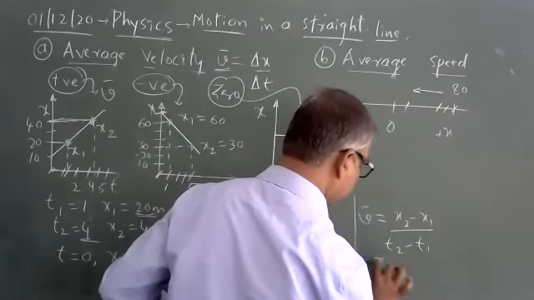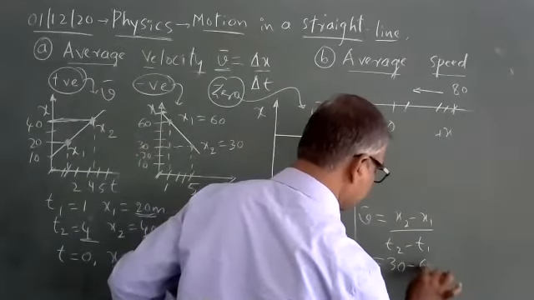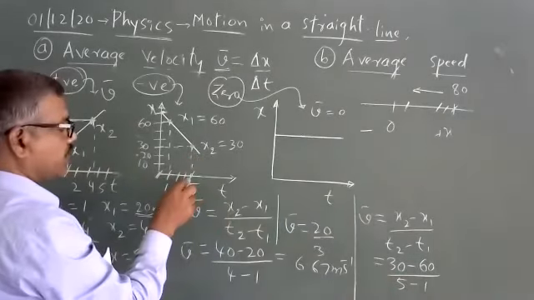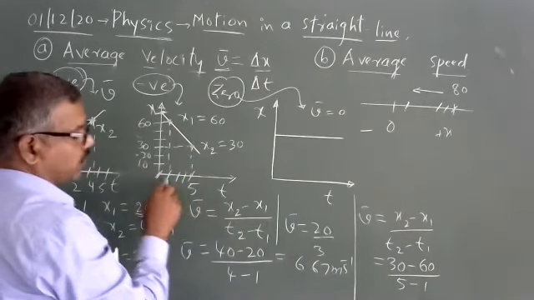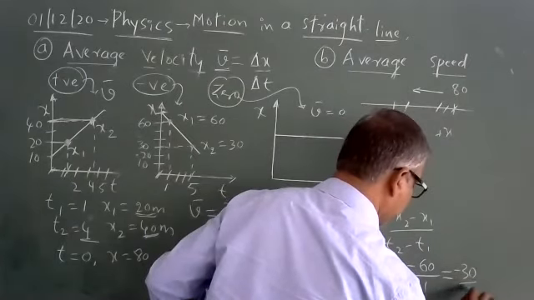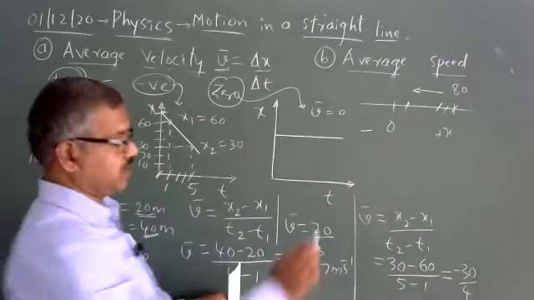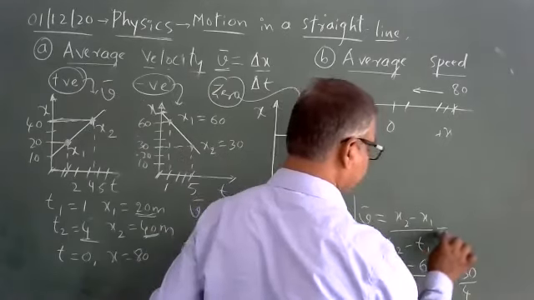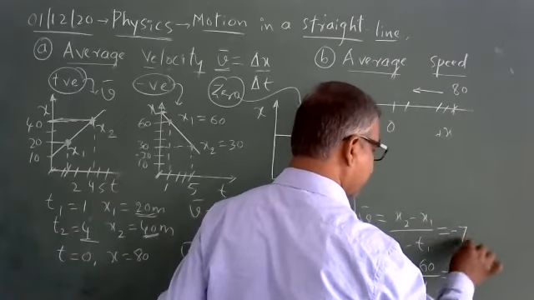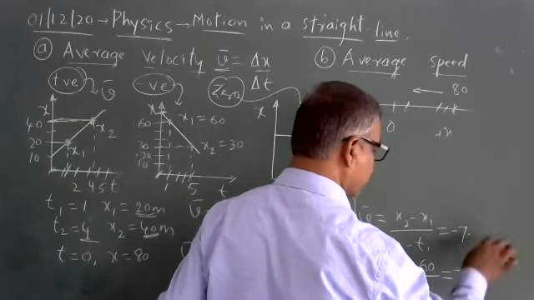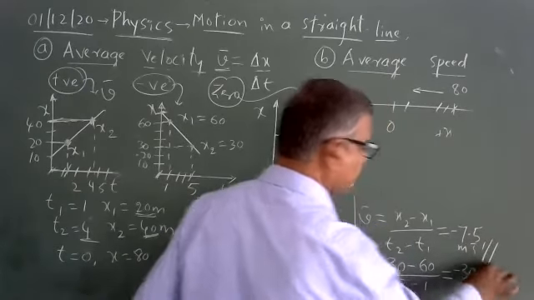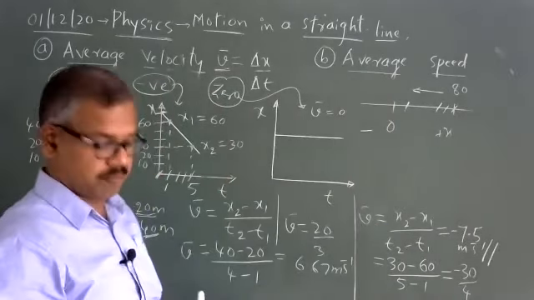I'll be putting here x2 equal to 30 minus 60, and in the denominator 5 minus 1, because this is located at x2, which means t2, 5 minus 1. So the answer is minus 30 divided by 4. It's visible. Yes, good. Then finally, what is the answer? 30 by 4 is 7.5 meter per second. The answer is 7.5 meter per second.